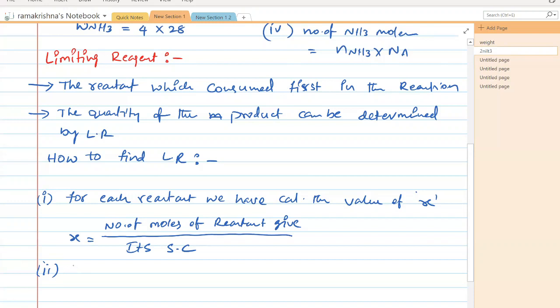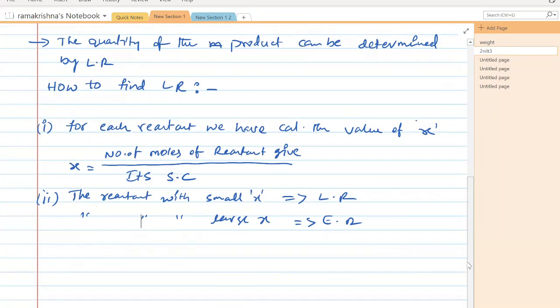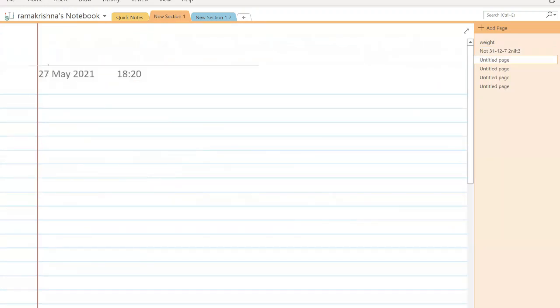And after that, the reactant with small x will be the limiting reagent, and the reactant with large x value is the excess reagent. The excess reagent will always be left at the end of the reaction. This is how we can find out the limiting reagent. Now let us see one example, then you can easily understand.